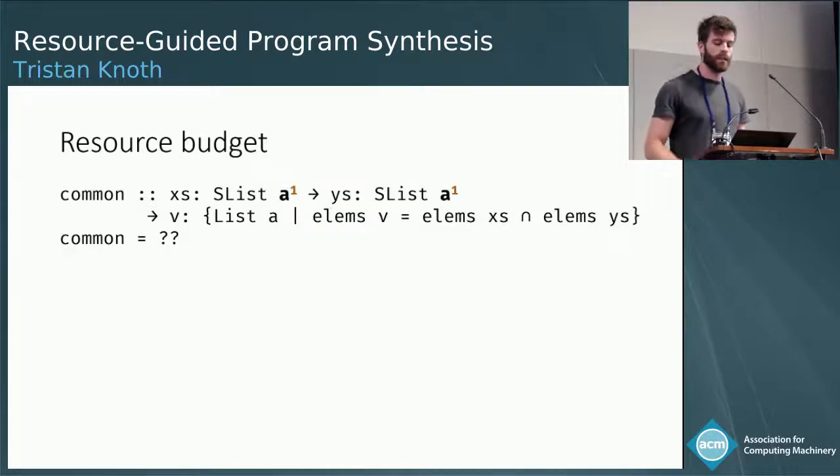So we want to give the synthesizer an upper bound on resource usage. So we're just going to annotate the type variables in the lists with 1 unit of potential, meaning that in both lists, every element in both lists can be used to pay for a recursive call to common.